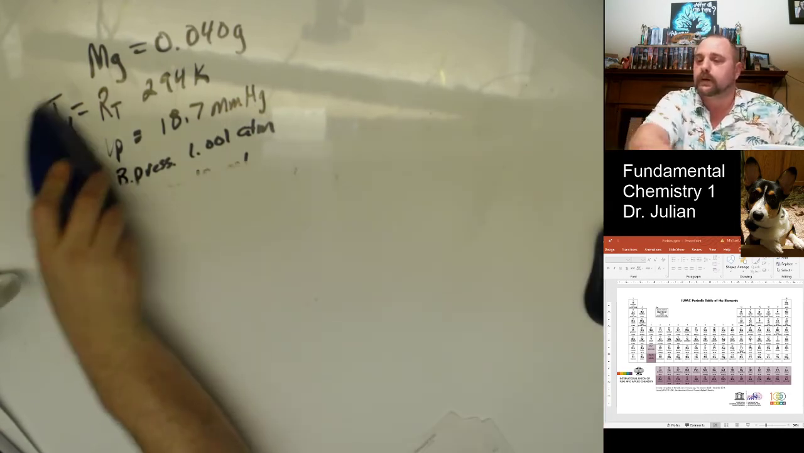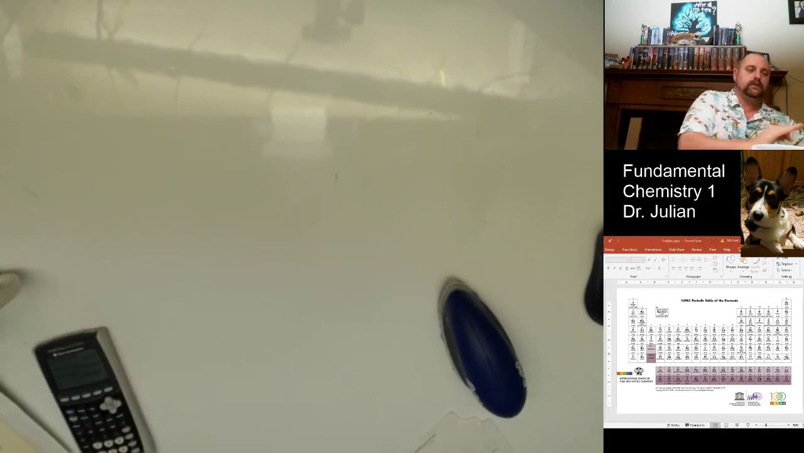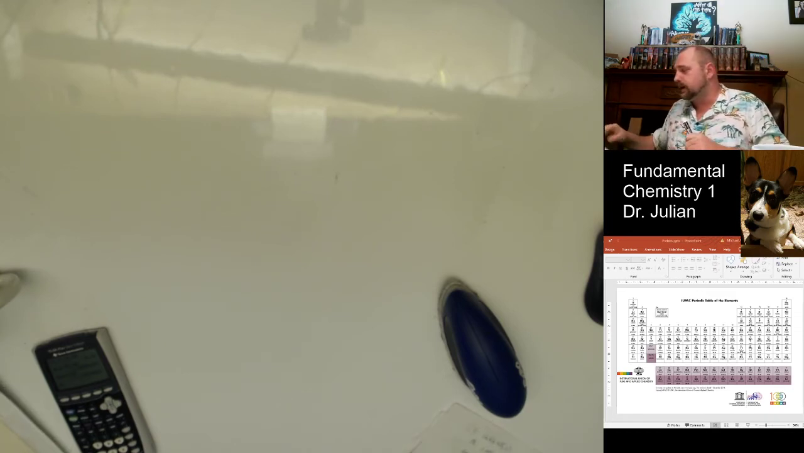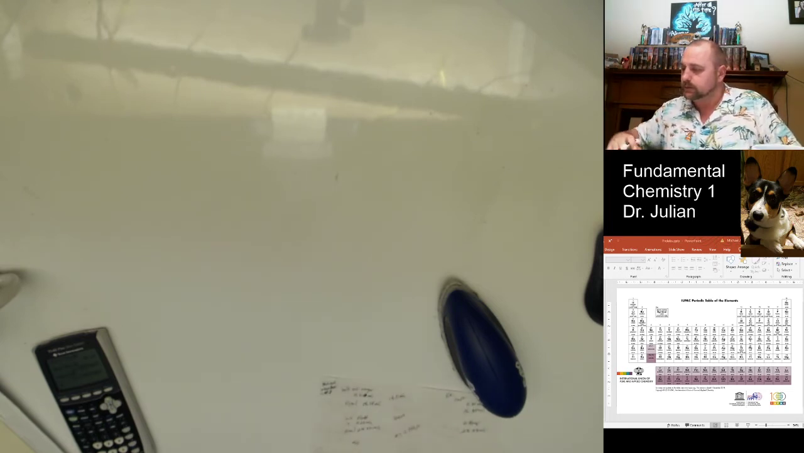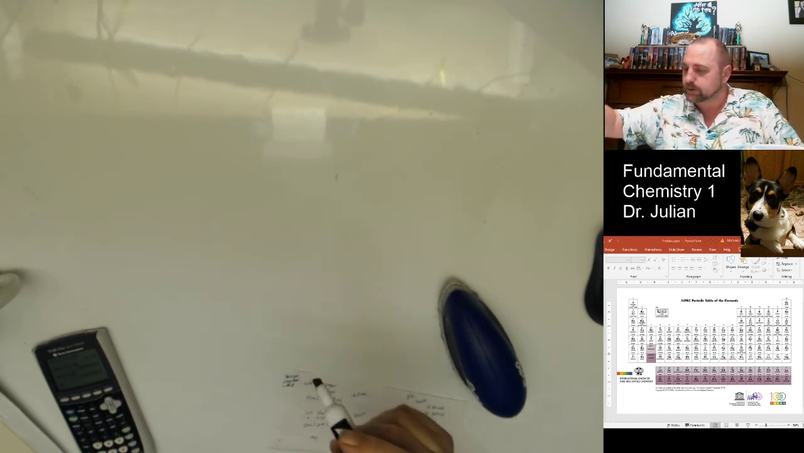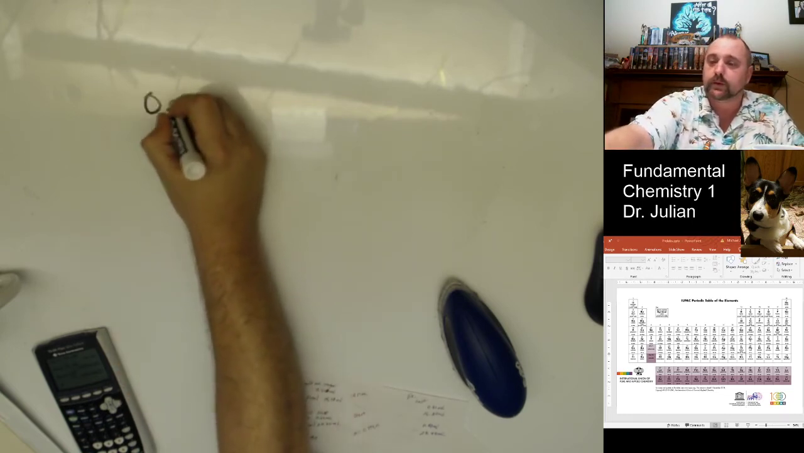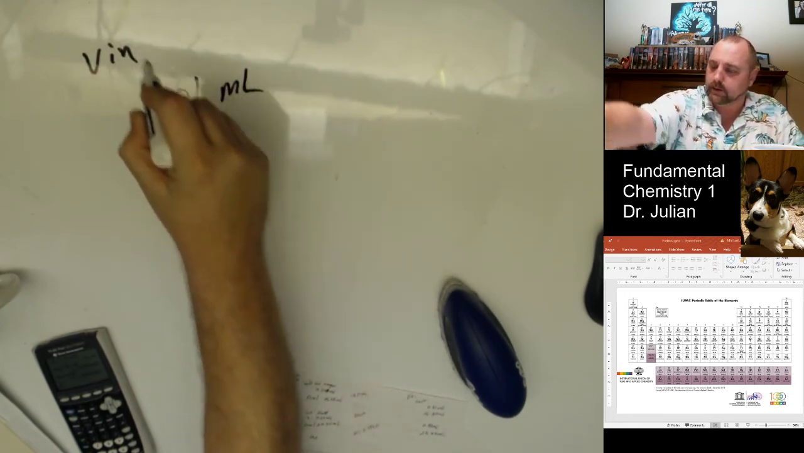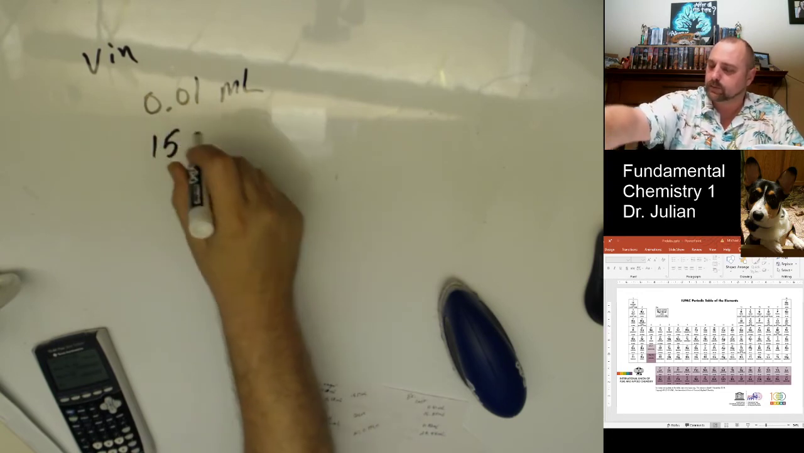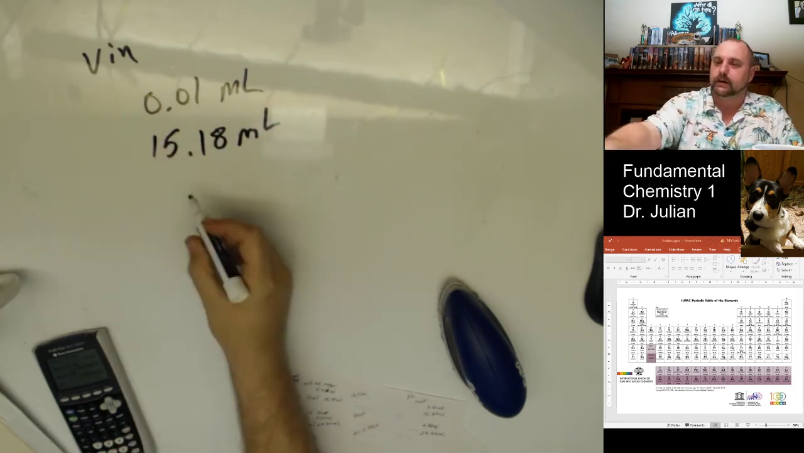Okay. Looking real quick at lab 12 before we lose power. That was our acetic acid and vinegar. The calculations that we had on this, let me see what I had here. We had 0.01 milliliters initial for vinegar and 15.18 milliliters final. So I can go ahead and calculate that.